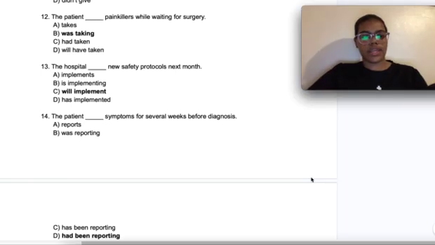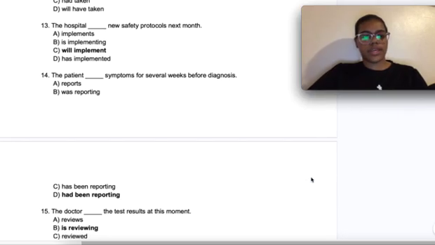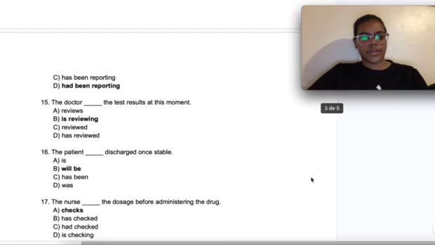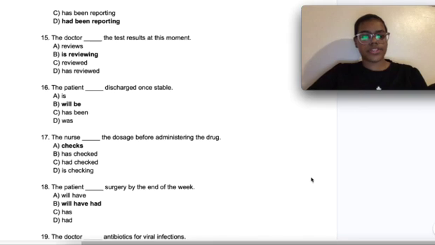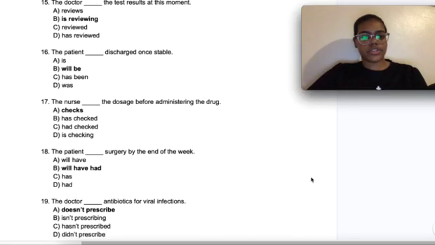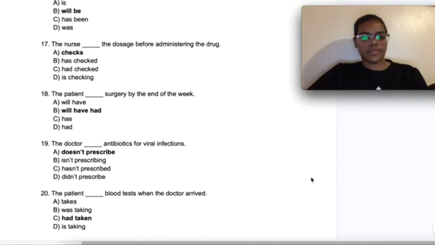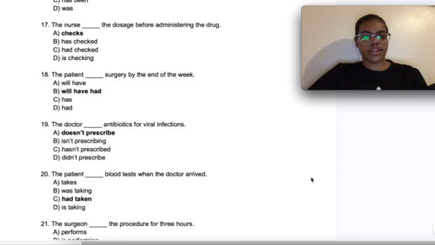13. The hospital will implement new safety protocols next month. 14. The patient had been reporting symptoms for several weeks before diagnosis. 15. The doctor is reviewing the test results at this moment. 16. The patient will be discharged unstable. 17. The nurse checks the dosage before administering the drug. 18. The patient will have had surgery by the end of the week.